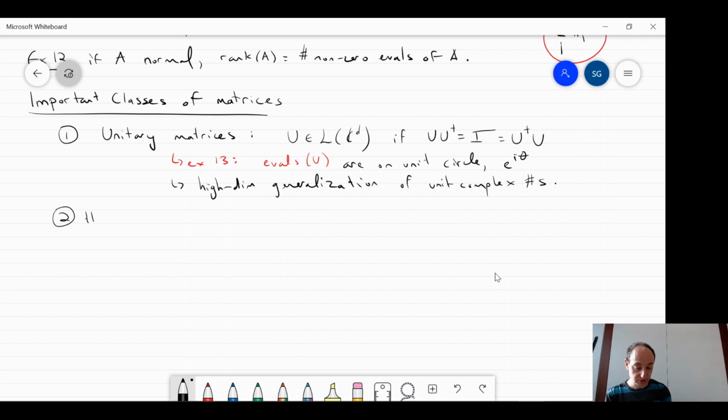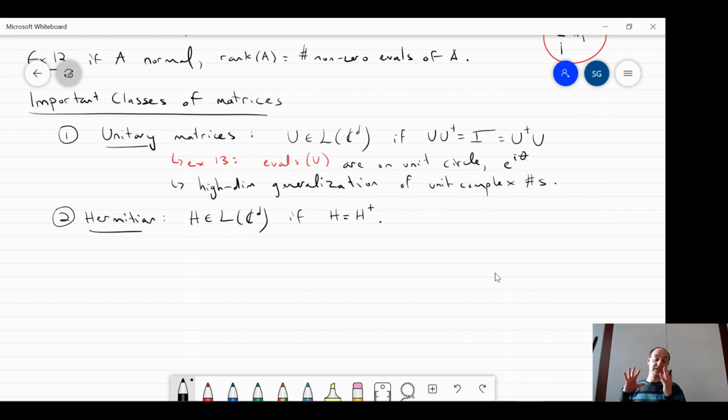Number two, Hermitian matrices. A Hermitian matrix, let me just use H for this, is a linear operator from C^d to C^d. It also has to be square. If H equals its dagger. Remember, this just meant that if I take the adjoint map, the matrix stays unchanged.